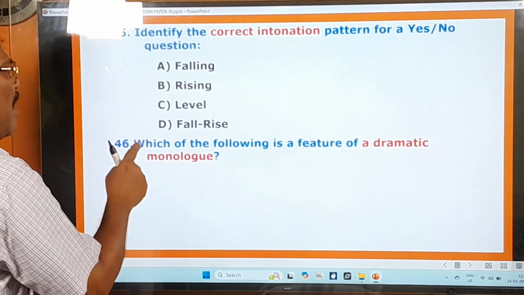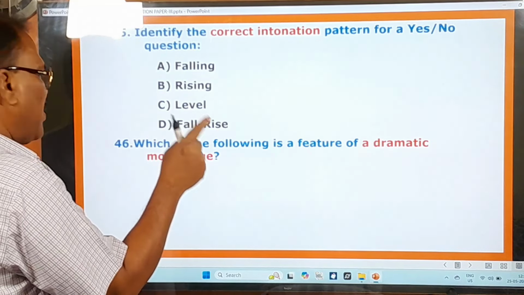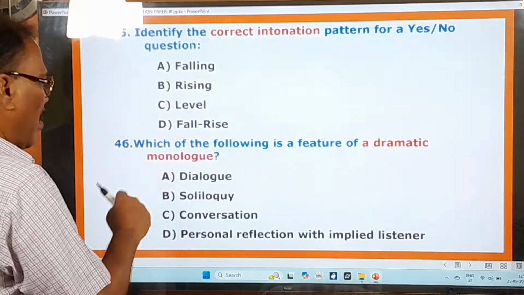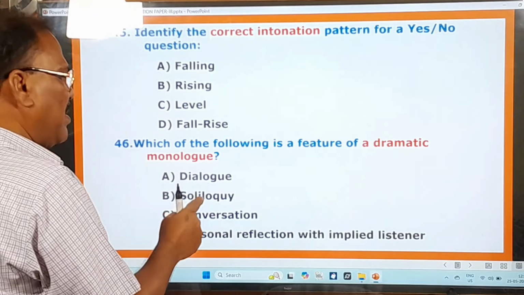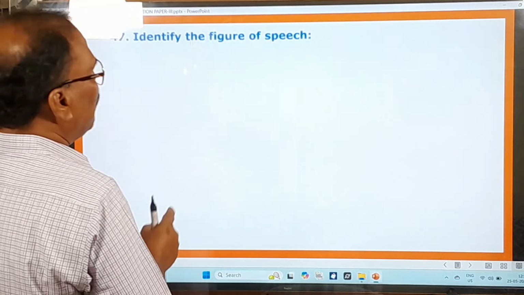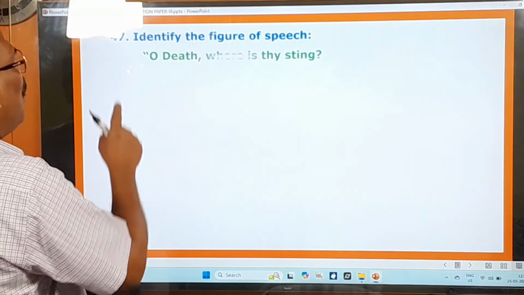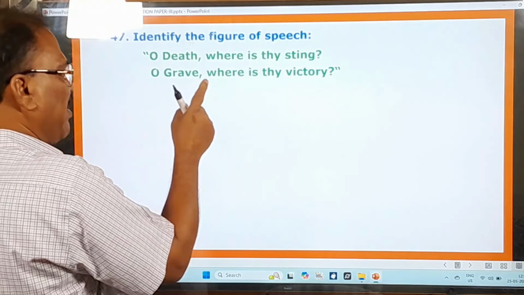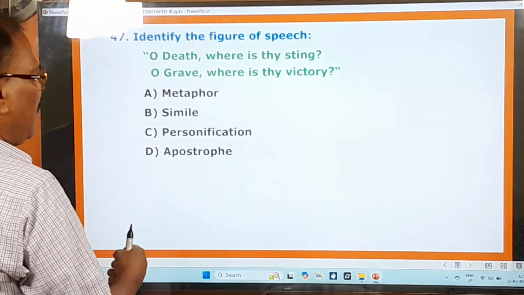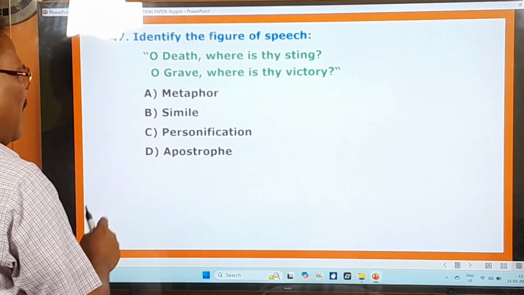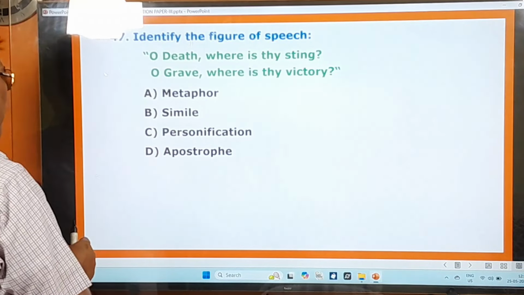46th question, which of the following is a feature of a dramatic monologue? Dialogue, soliloquy, conversation, personal reflection with the implied listener. 47th question, identify the figure of speech. O death, where is thy sting? O grave, where is thy victory? So these are the two lines given here, and these are the options: metaphor, simile, personification, apostrophe.